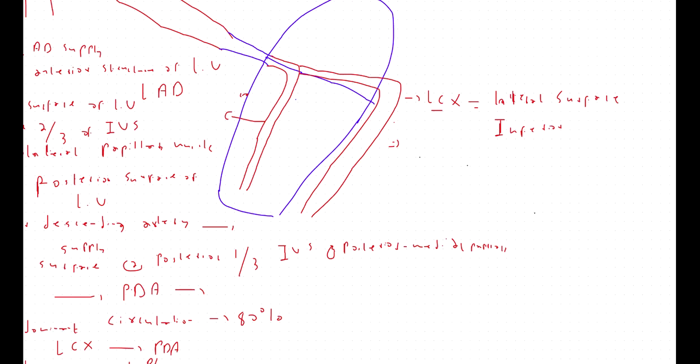Now coming to the inferior surface. So I discussed the anterior surface of the left ventricle, posterior surface, lateral surface. Now the inferior surface. What is the name of the artery which supplies the inferior surface of the left ventricle? Very important to understand that. There's one artery which supplies the inferior surface of the left ventricle, that's called the right coronary artery. Very, very important to understand. This artery is very important to know.